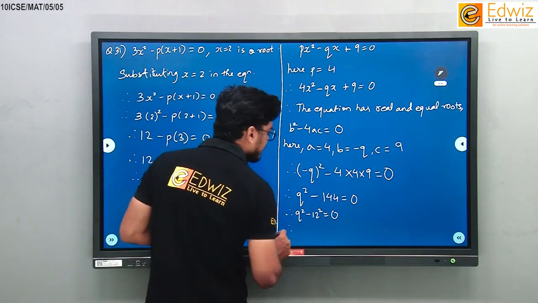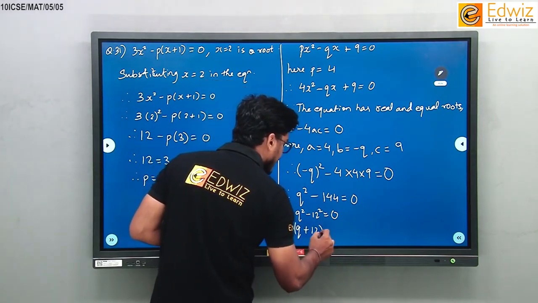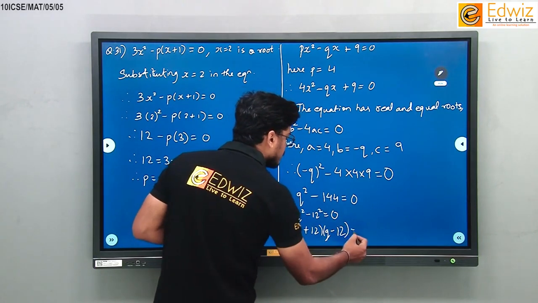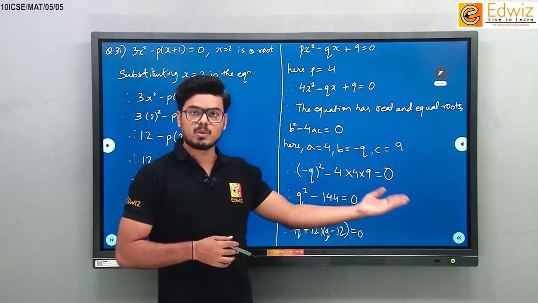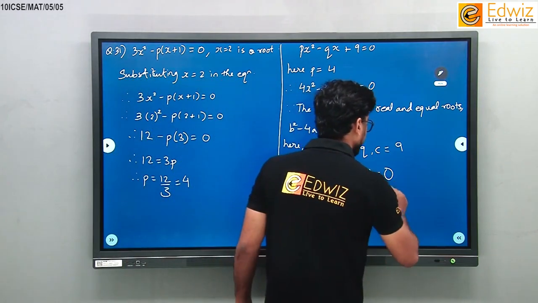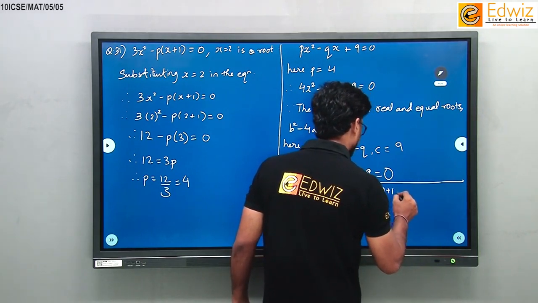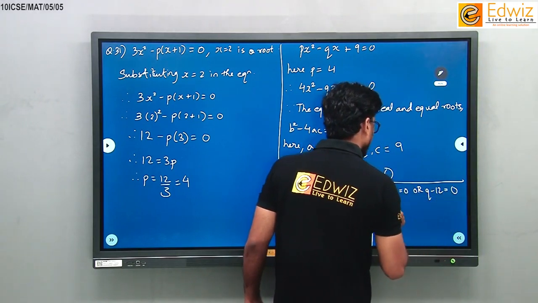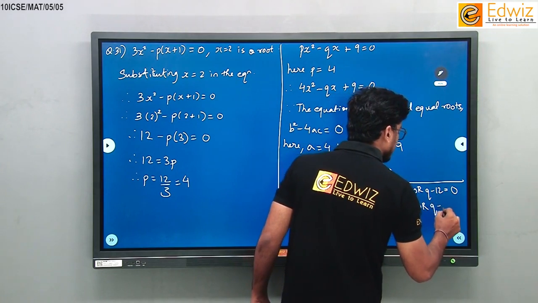If it is a square minus b square, we can write it as a plus b and a minus b, correct? Equal to 0. Which means that either q plus 12 will be equal to 0 or q minus 12 will be equal to 0. So let us substitute it. Therefore q plus 12 equal to 0 or q minus 12 equal to 0. That means q equals to minus 12 or q equals to plus 12.